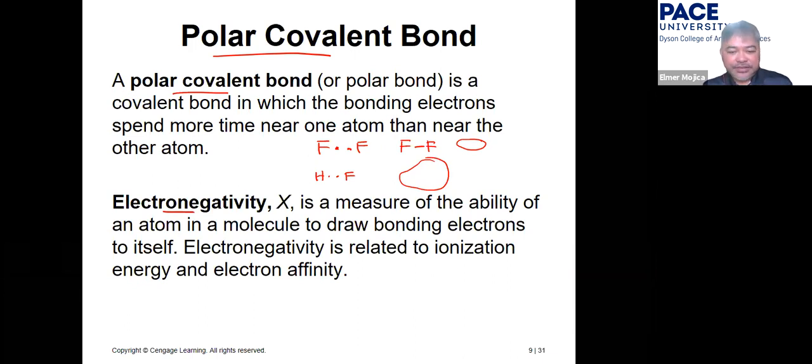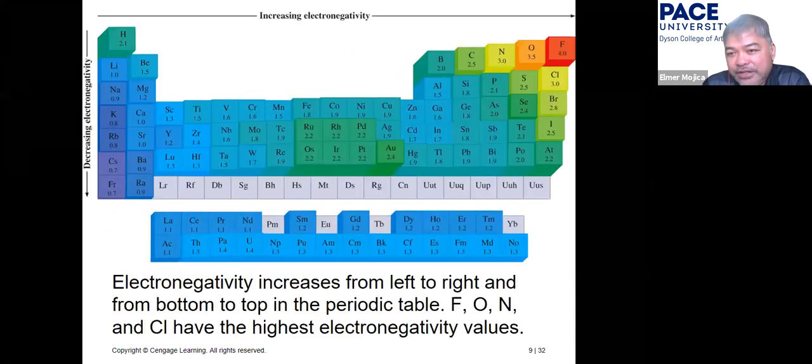Electronegativity is just a measure of the ability of an atom to draw bonding electrons to itself, or the ability of atoms to attract electrons. Electronegativity is related to ionization energy and electron affinity that we discussed in the last chapter. In terms of the value of electronegativity, fluorine is the most electronegative. And just like ionization energy, electronegativity increases from left to right and from bottom to top, or decreases from top to bottom on the periodic table. Fluorine, oxygen, nitrogen, and chlorine have the highest electronegativity.